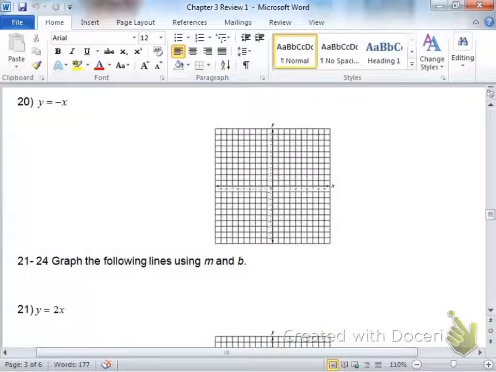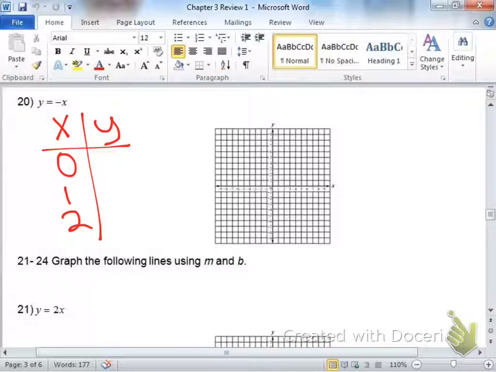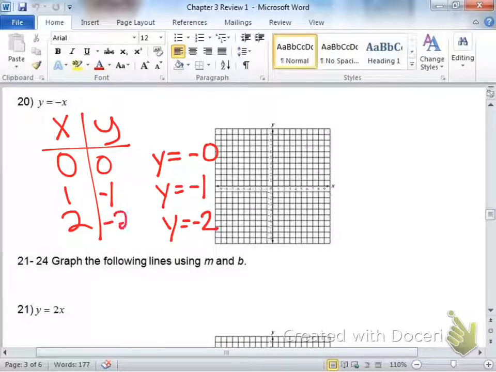So number 20 is on the next page, but same idea, XY chart. 0, 1, 2. So we'll take out the X, we'll put in a 0. There's really no such thing as a -0, so it's just going to be 0. Next, we'll take the X out and we'll put a 1, so Y is going to be -1. Then we'll take the X out and put a 2, so Y is going to be -2. So basically, the sign is just changing. So the Y is always the opposite of X. It's just -X. We've only plugged in positive, so all of our Y's are going to be negative, with the exception of the 0.